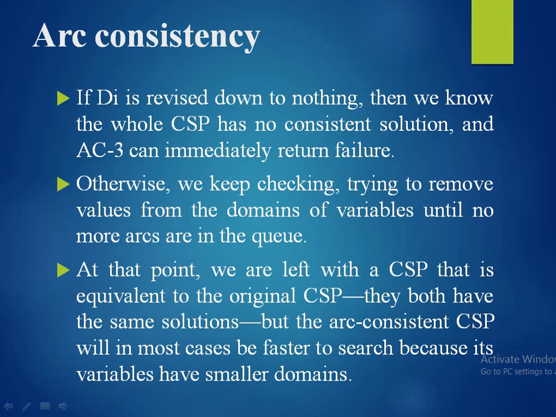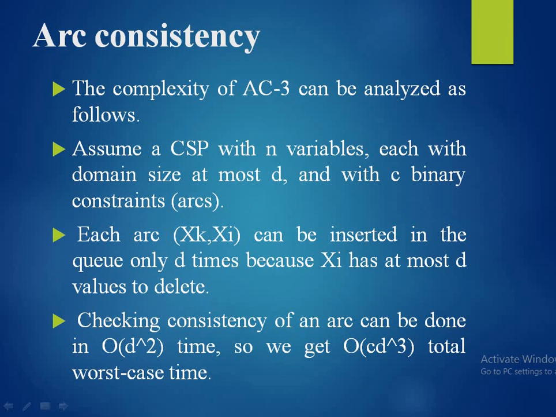At that point, we are left with a CSP that is equivalent to the original CSP. They both have the same solutions, but the arc consistent CSP will in most cases be faster to search because its variables have smaller domains.